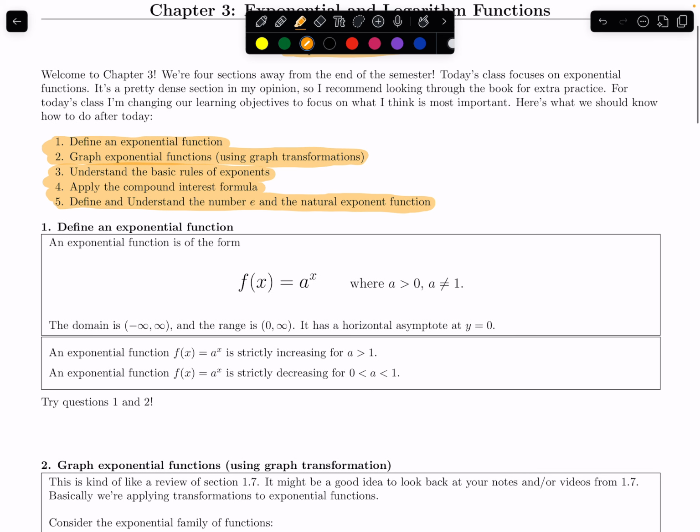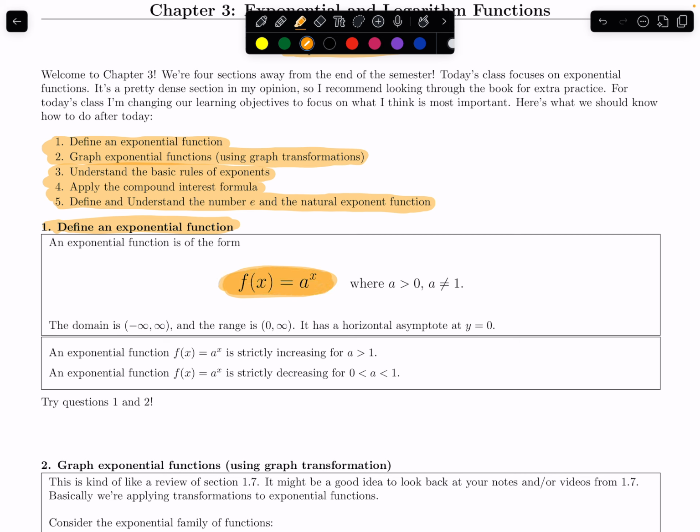All right, let's get into the topic. So number 1, define an exponential function. What is an exponential function? Well, it's simply a function of this form, f of x equal to a to the x. Notice that the x, that variable that's changing, is in the exponent. Hence the name exponential function.